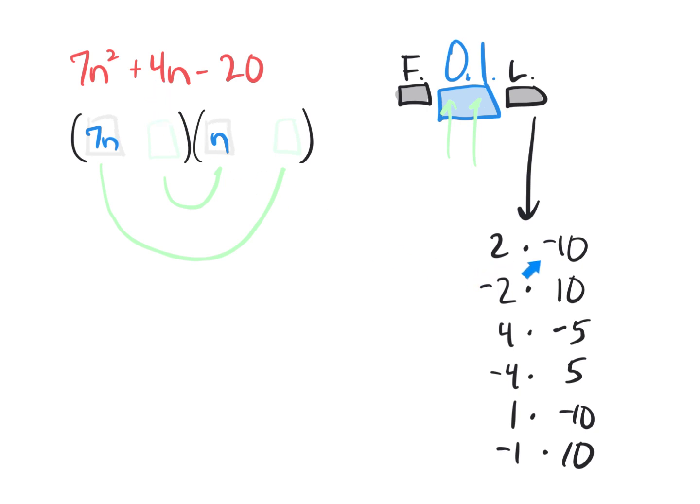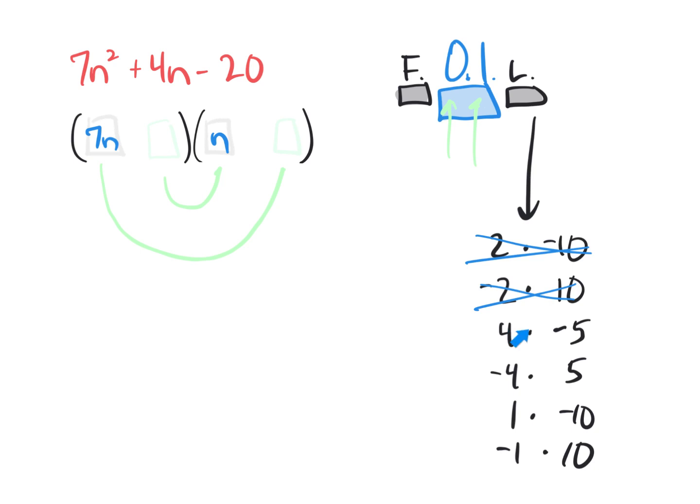If you imagine a 2 and a negative 10 going in that position, we'd have 2n and negative 70n. That's negative 68n. That's not going to work. So then we can try the negative 2 and the 10. Negative 2n and 70n, still not going to work.